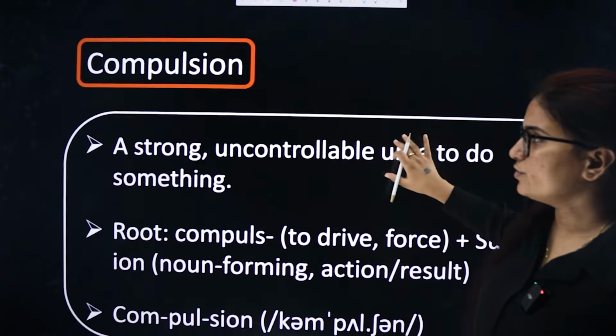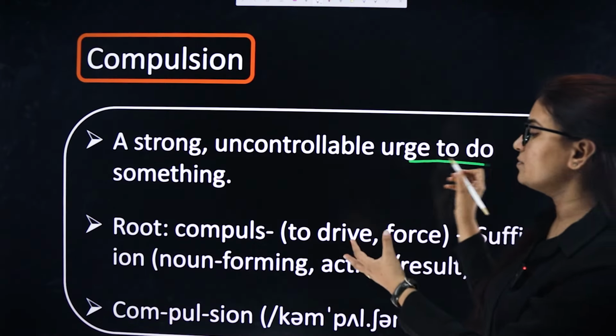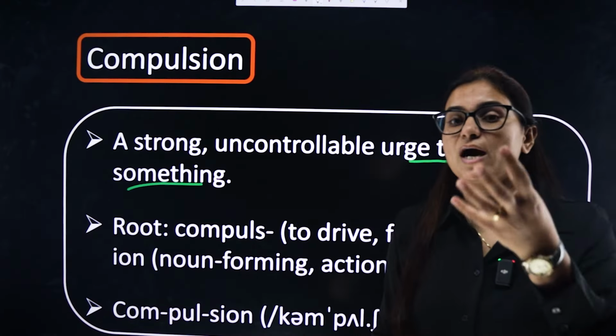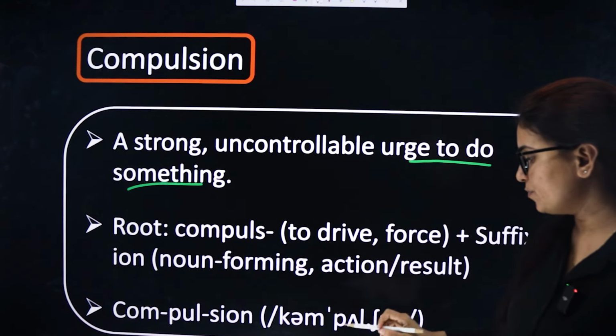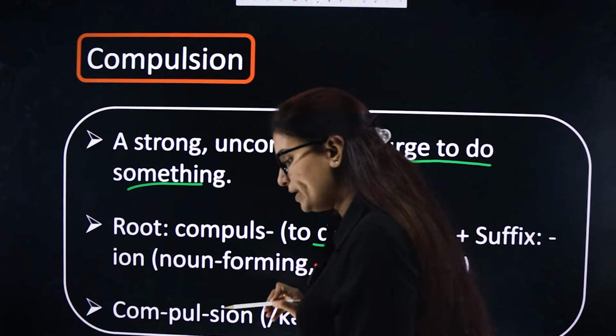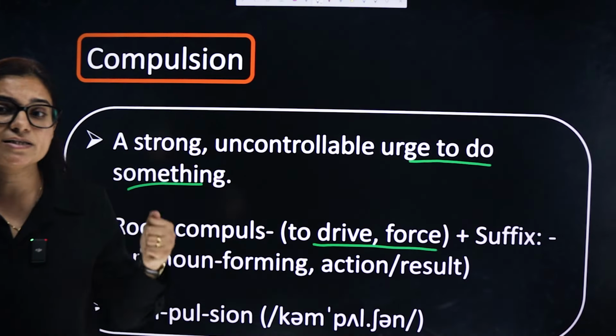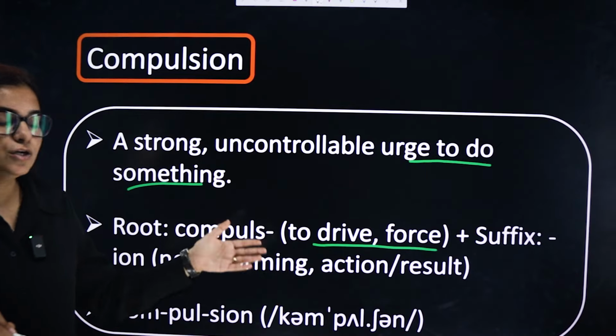Now, let's look into the next word. We have compulsion. When you have to do something urgent, when you can't control the urge to do that, it's called compulsion. The pronunciation is compulsion. When you have to do an action and it's a force, it's a habit, you have to definitely finish it. You are compelled to do it.